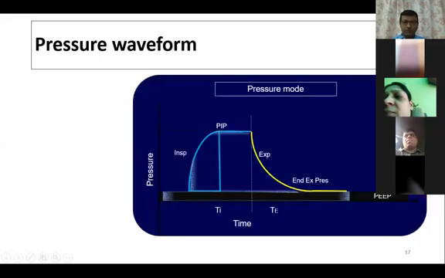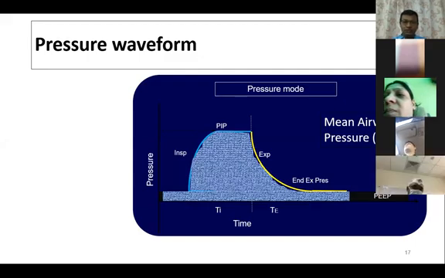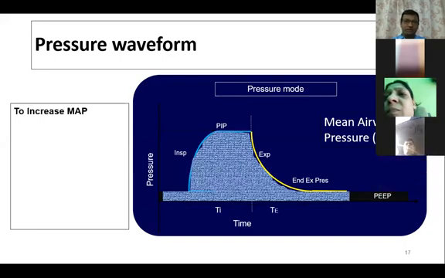The difference between the plateau pressure and peak is called as the alveolar compliance pressure. Now, if you look at here at a pressure waveform, the area under curve, as we know, is called as a mean airway pressure, and that is a direct correlate of oxygenation. So if you want to increase a MAP, you can try one or more of the following things if they are feasible based on the patient's condition.